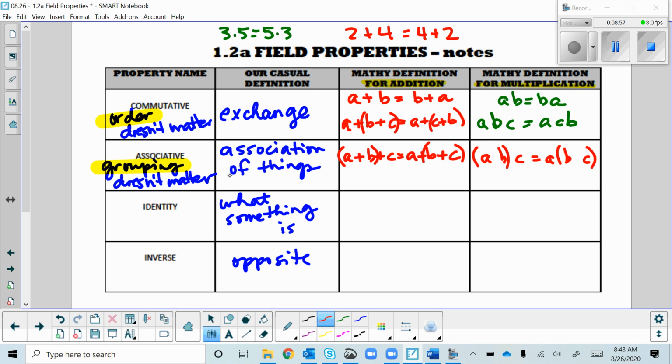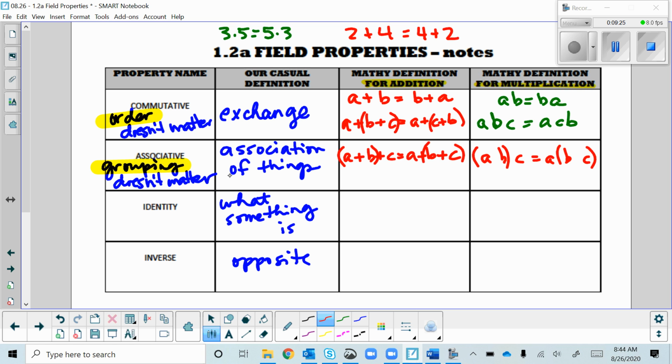Now the order of my commute doesn't matter. I end up at the same place. So commutative, like my commute to work, the order doesn't matter. I end up in the same spot with the same answer. Associative, like my associates are my friend group, grouping doesn't matter. You end up with the same answer. And this is true for addition. We have an addition property and a multiplication property.